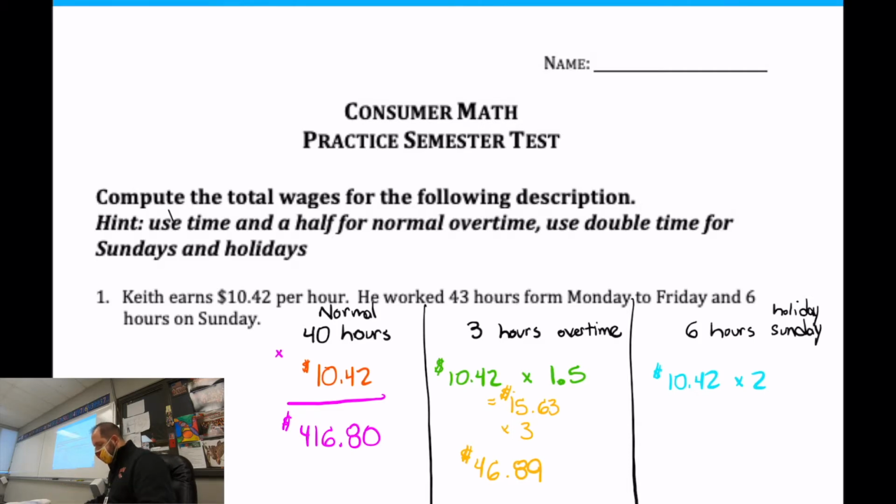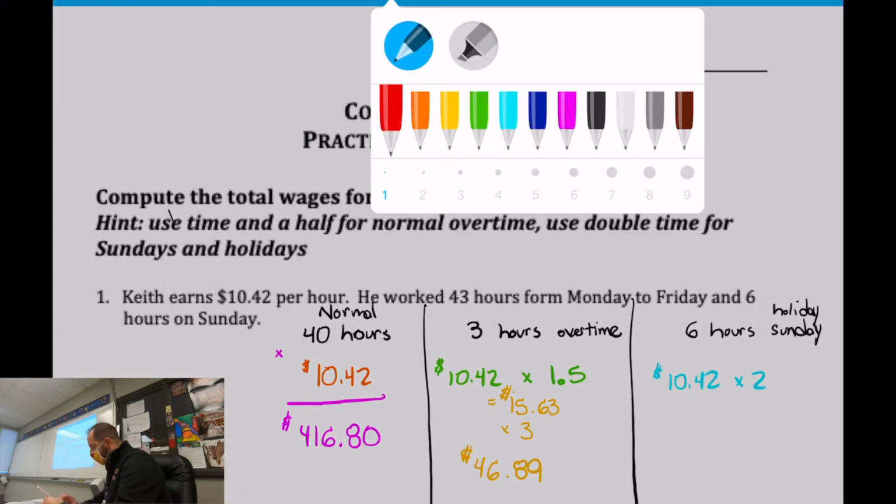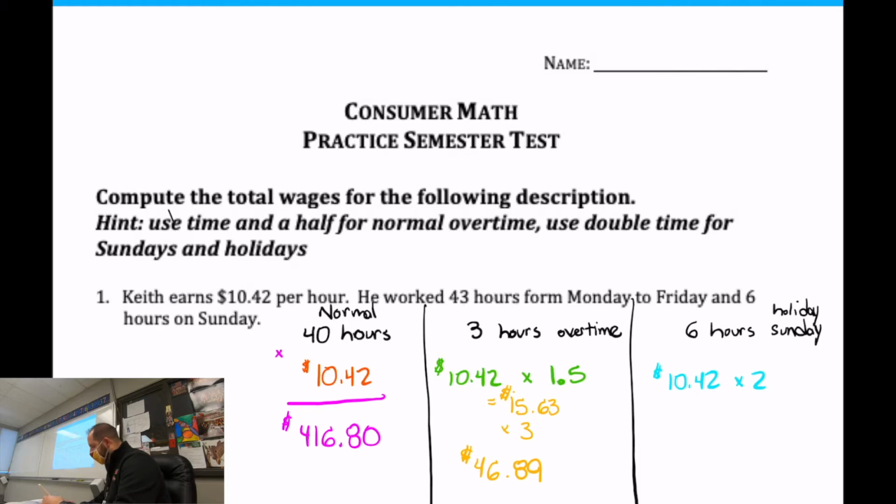And last, the last column here, we have to double Keith's pay for this holiday and Sunday. So Keith is going to be making $20.84 an hour. That is a really good paycheck. And we worked for 6 hours, right? $125.04. So, say it again? $125.04. Yep, $125.04.